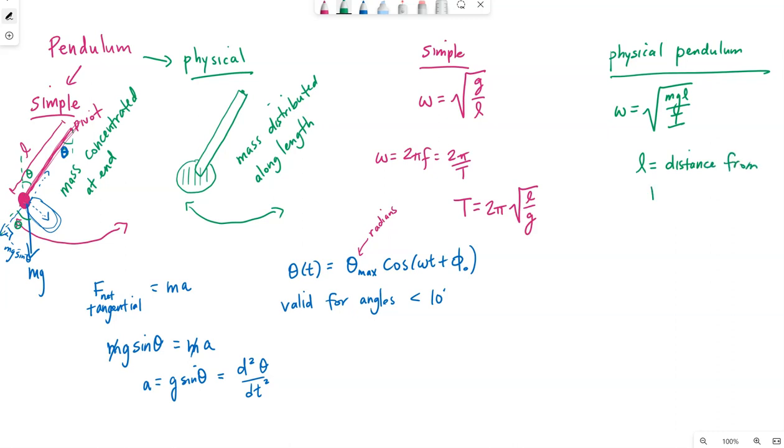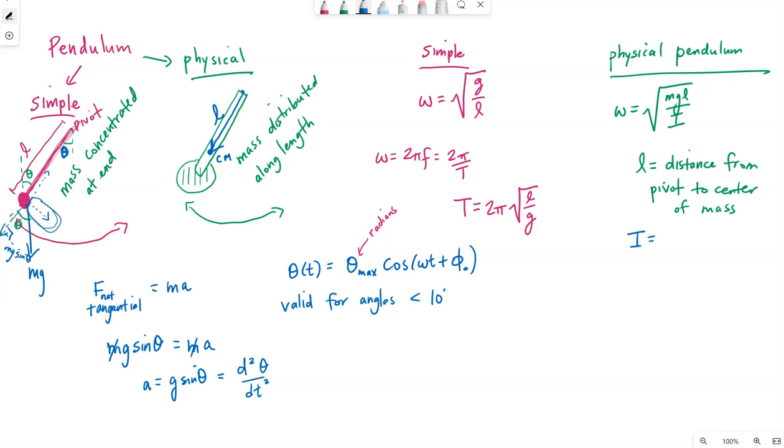from the pivot to the center of mass of the pendulum overall. So the center of mass, if I come back to the picture I've drawn over here, is going to be somewhere shifted from the center of the rod towards the disc at the end. L in this picture would be right here. So from the pivot at the top where it's connected down to that center of mass.